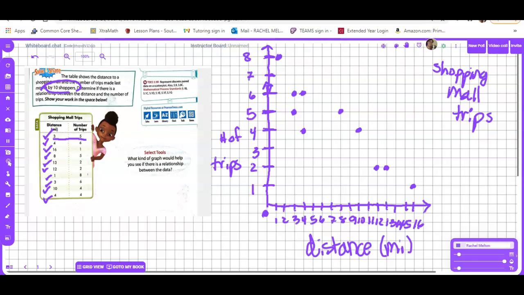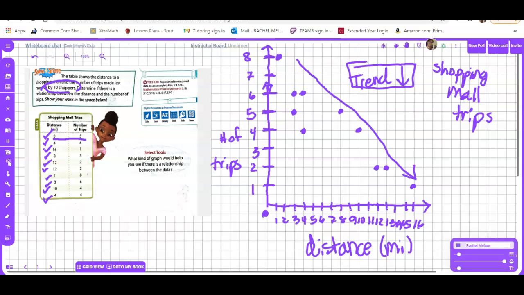Okay, I do see a trend because it's going down, isn't it? So the trend is decreasing. They're asking, determine if there is a relationship between the distance and the number of trips. Well, yes, there is, because it is decreasing. Remember, if the dots were just all over the place and I couldn't see an increase or decrease, that would mean there's not a relationship. But this does say that there's a relationship.